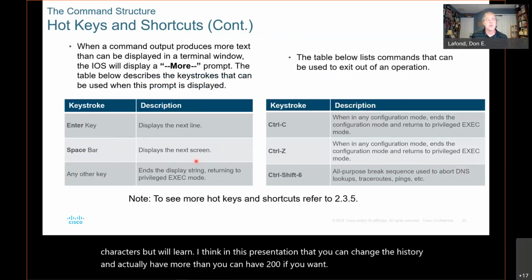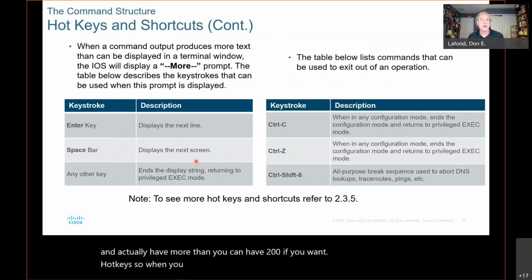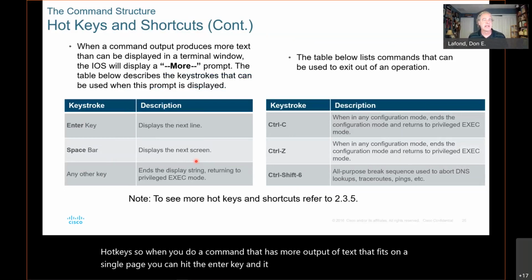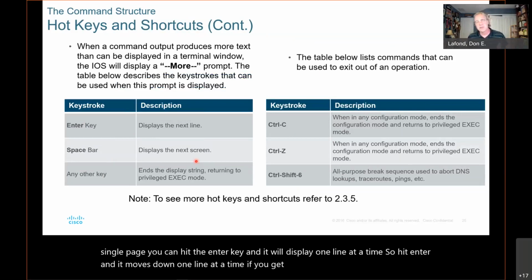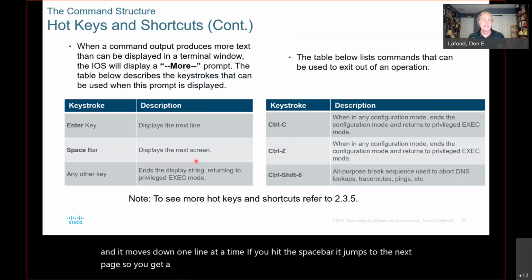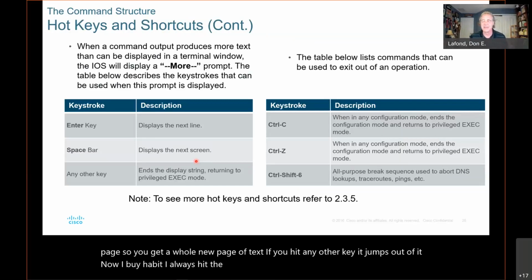Hotkeys. So when you do a command that has more output of text than fits on a single page, you can hit the enter key and it will display one line at a time. So hit enter and it moves down one line at a time. If you hit the space bar, it jumps to the next page, so you get a whole new page of text. If you hit any other key, it jumps out of it. Now, by habit, I always hit the escape key to get out of the command, but I guess I could hit any character and it'll get me out of it.